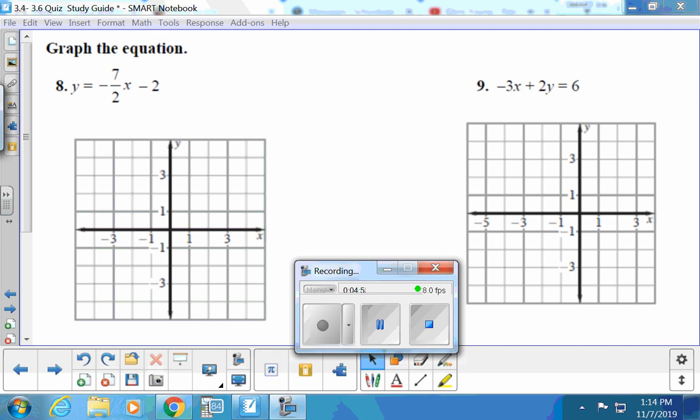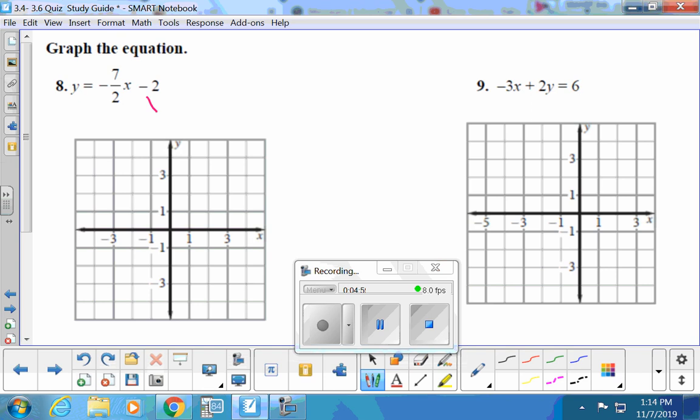Number 8. We're going to graph this equation. Let's refresh the graphing steps. What you want to do first is graph the y-intercept. Now this is a silly question. Would the y-intercept live on the x or y-axis? Good. Make sure you're starting on the y-axis. I see people all the time starting on the x-axis. I'm like, what you doing?